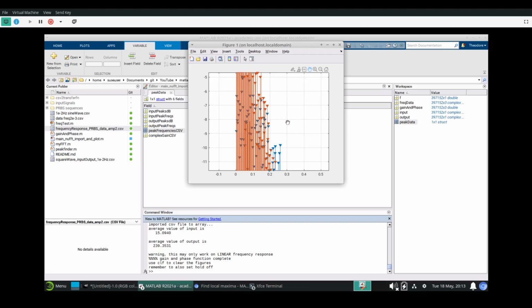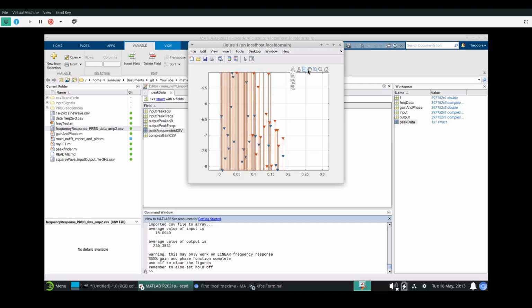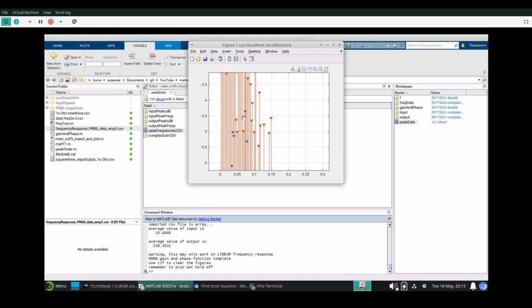But what if you have multiple peaks? What is commonly done, I believe, is to look for the maximum peak. The maximum peak height here is about -4 to -4.5 decibels. I think that's about it.